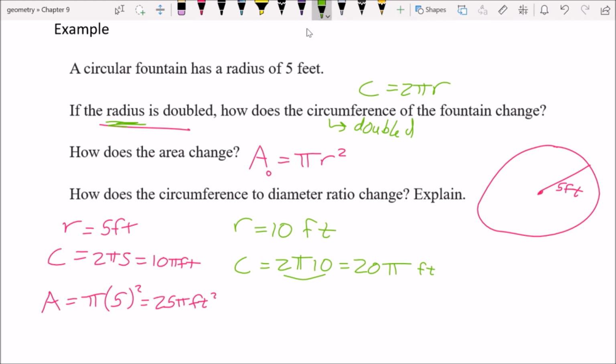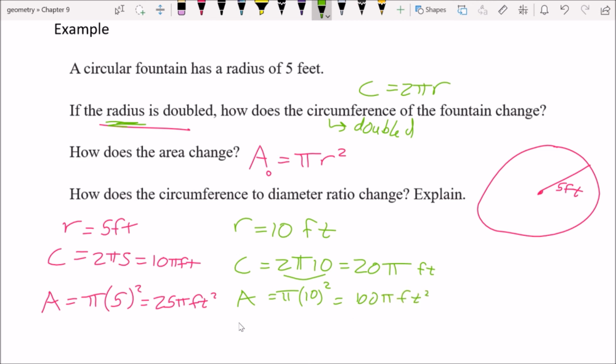How would it be different? So we have to answer that question. How does the area change if we double the radius? So let's do the same calculation over here for the green. So the area is pi times radius squared, so pi times 10 squared. And that would be 100 pi square feet.